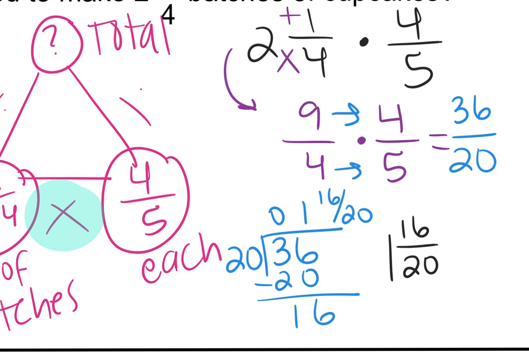Now I know that I can simplify 16 over 20, so I'm going to find the greatest common factor, which in this case would be 4. So that means I'm going to simplify by dividing by 4. And so then my answer, once it's simplified, 16 divided by 4 is 4. And 20 divided by 4 is 5. So that means that my answer overall is 1 4/5.